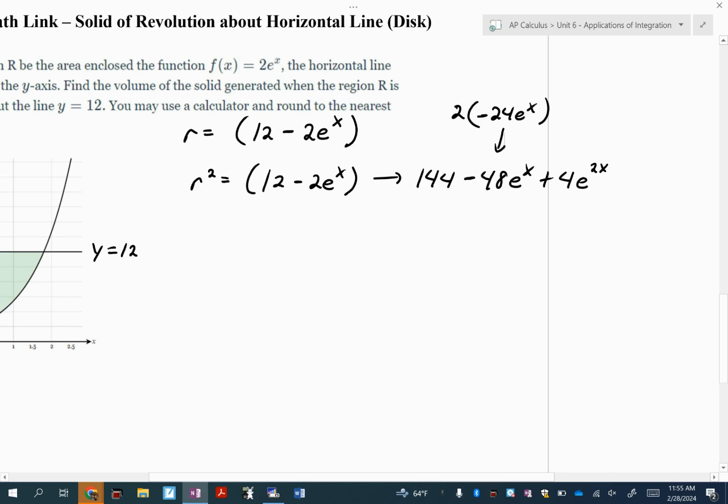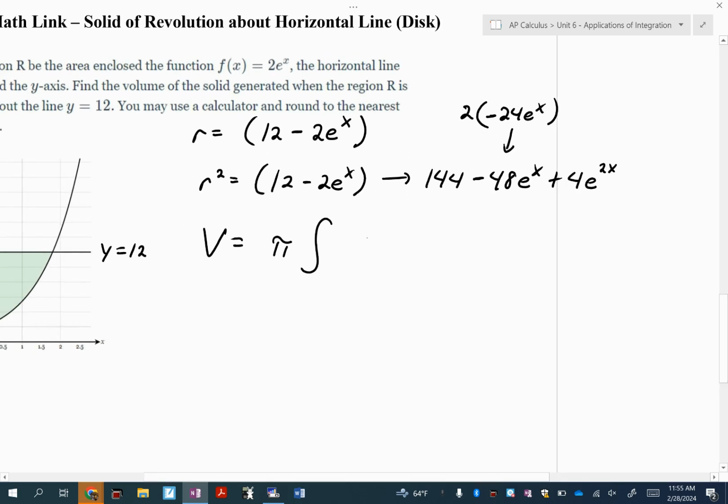Great question. You're not yet. I'll tell you when you can use the calculator, but not yet. It's coming soon. All right, so let's set it up. I'm putting my pi in front because I'm integrating the area. Okay, and then don't forget to put what we just found, which was our radius squared.